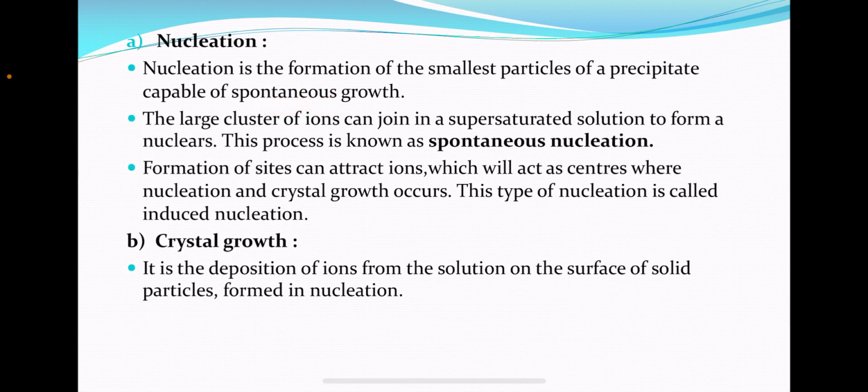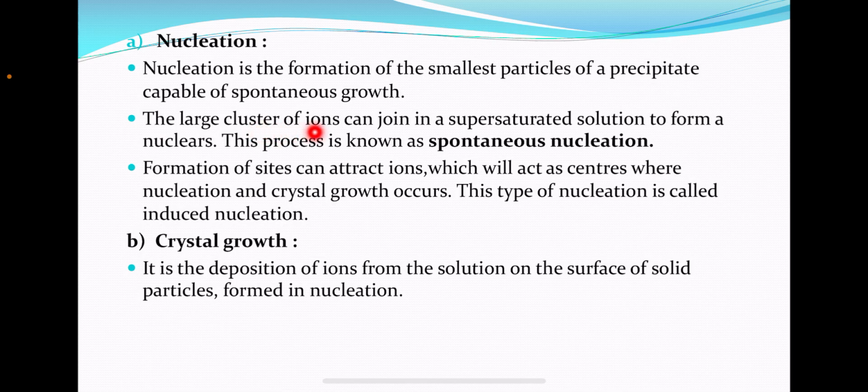Let me take the example of barium, which is going to get precipitated as barium sulfate when it is treated with 1 normal sulfuric acid, which is called a precipitant. Here, when barium chloride is added to 1 normal sulfuric acid in a dropwise manner, there is the formation of smallest particles of a precipitate which is capable of spontaneous growth. This process is called nucleation. So nucleation is the formation of the smallest particles of a precipitate capable of spontaneous growth.